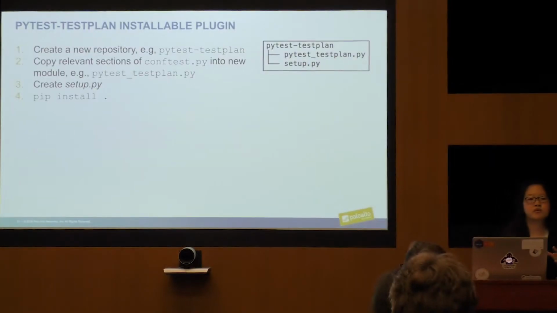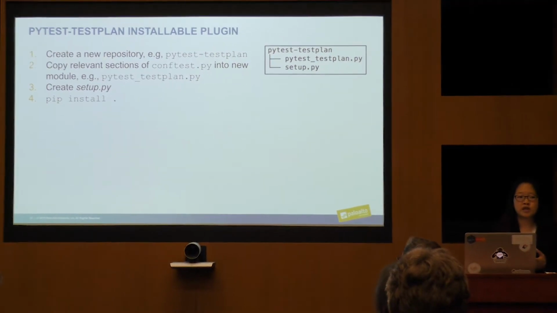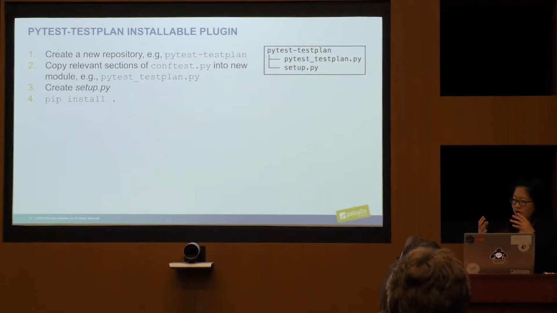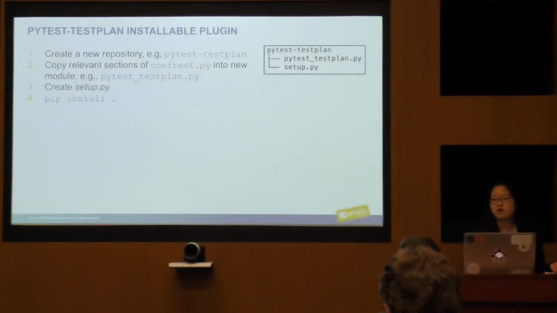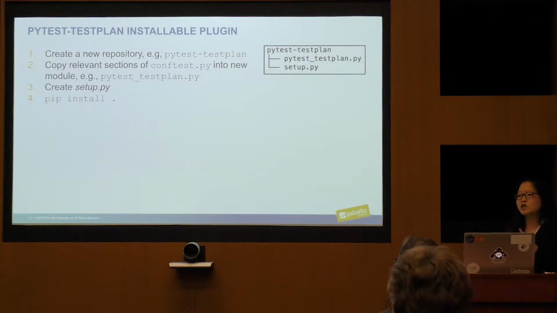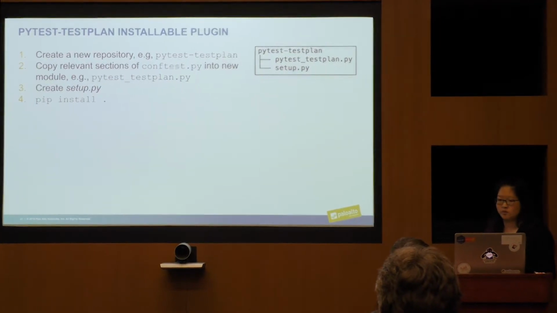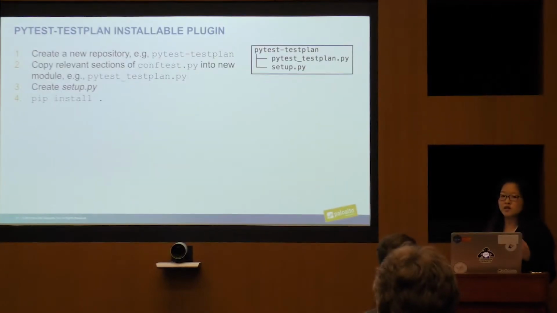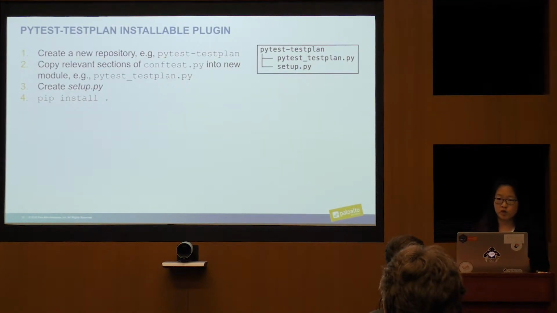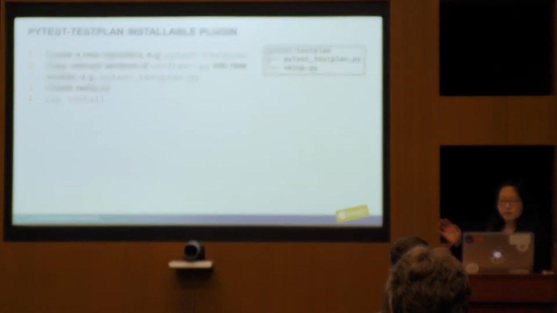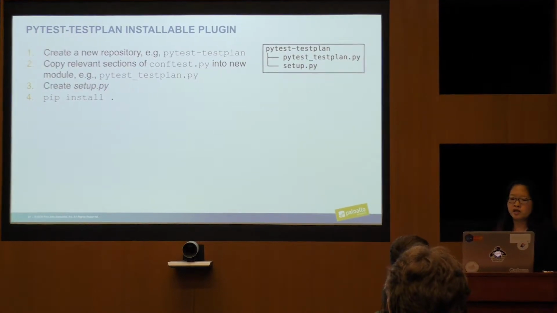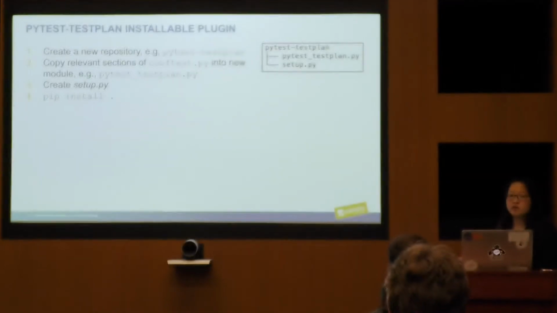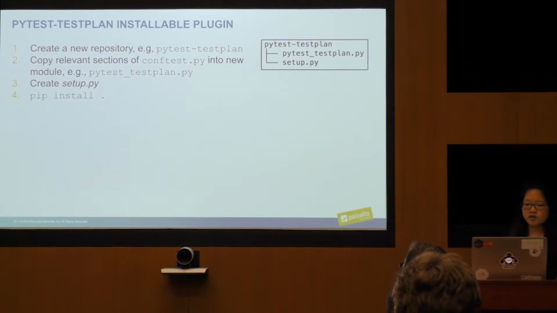So those two examples that I talked to you about are local plugins. I mentioned that you would implement all of this in your conftest file at the top level of your repository. But over time, if you do a lot of different plugins, it will be hard to organize within one file. So I wanted to show you an example of how you can separate the functionality into an installable plugin that you can just pip install.